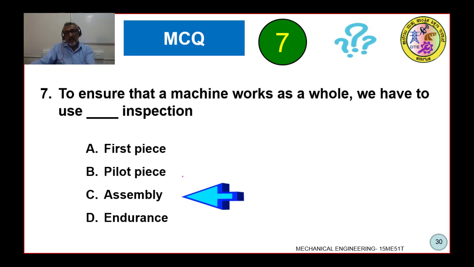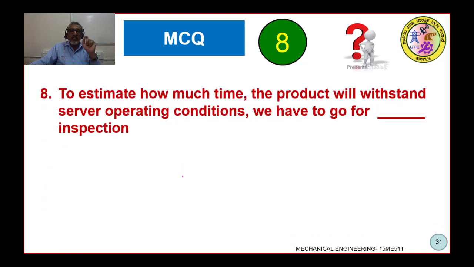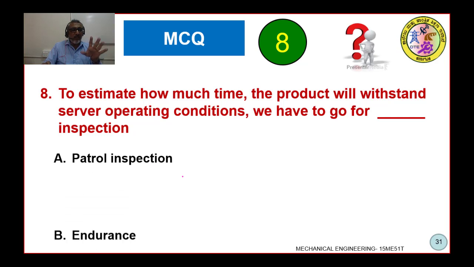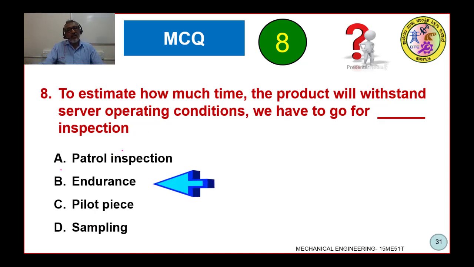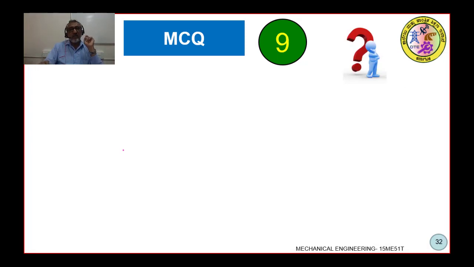And to estimate how much time the product will withstand severe operating conditions, we have to go for which inspection? How long our machine will survive in its operating conditions. The four answers are patrol inspection, endurance inspection, pilot inspection, and sampling inspection. The right answer is endurance inspection. Endurance means how long it will endure in working conditions.